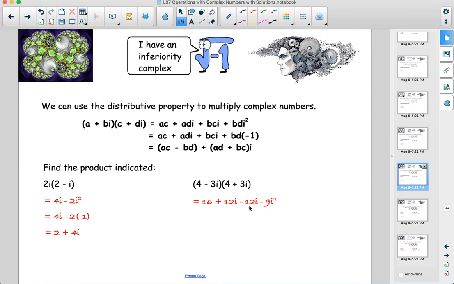Negative 3i times 4 is negative 12i. Negative 3i times positive 3i is negative 9i squared. Now, that's our imaginary part. This is actually a real part. There's a second real part.